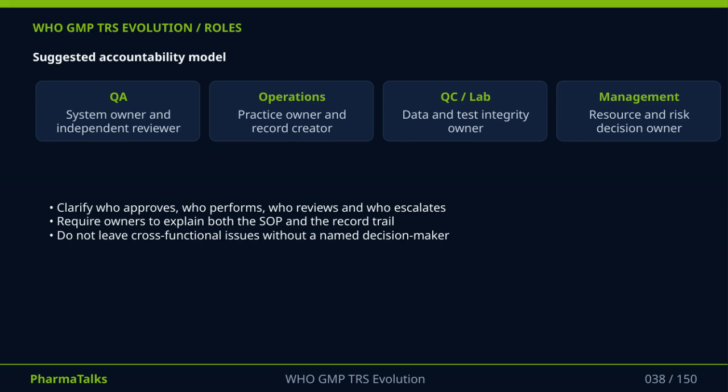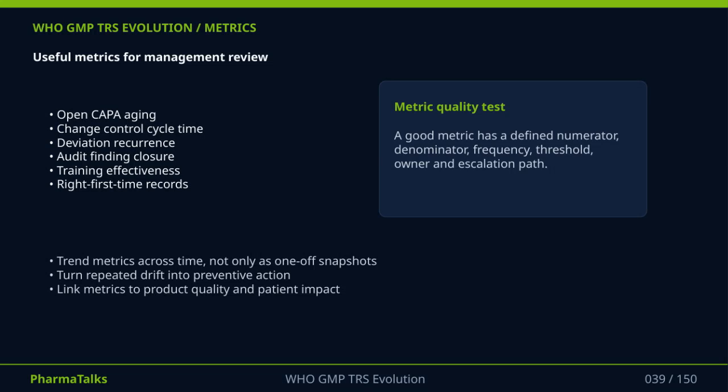WHO GMP guidance. On this slide, we're focusing on the evolution of WHO GMP Technical Report Series metrics, specifically those that are useful for management review. The key metrics to track include open CAPA aging, which helps us monitor the timeliness of corrective and preventive actions, change control cycle time, to ensure changes are implemented efficiently, deviation recurrence, which points to repeated process issues, audit finding closure, tracking how quickly audit issues are resolved, training effectiveness, to assess how well staff are trained, and write first-time records, which measure the accuracy and quality of documentation.